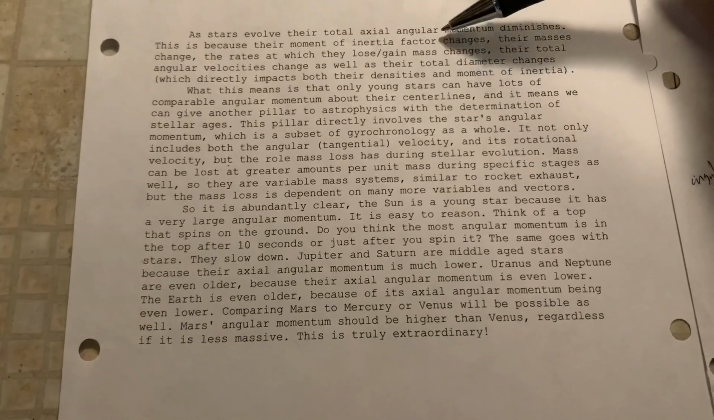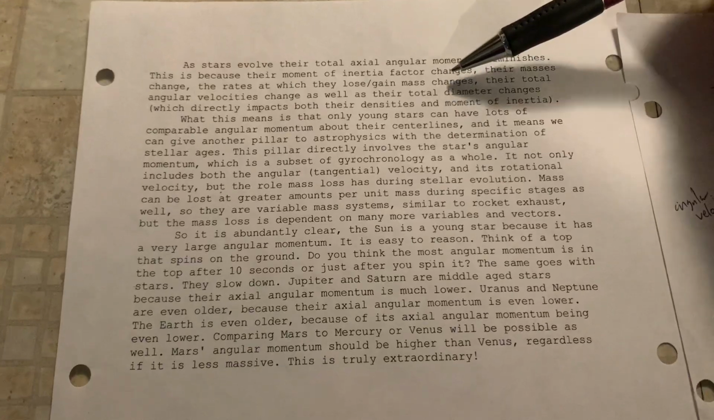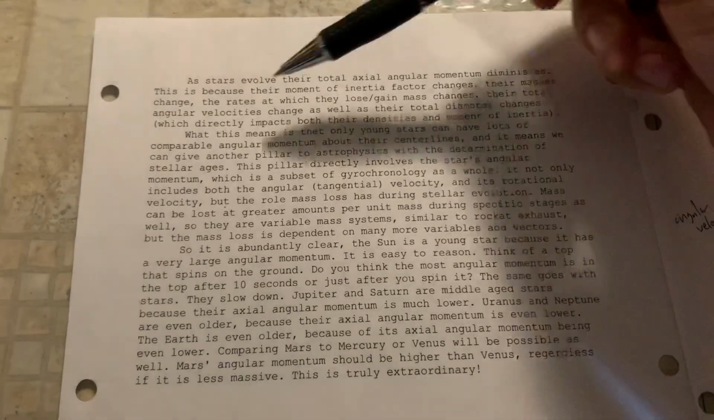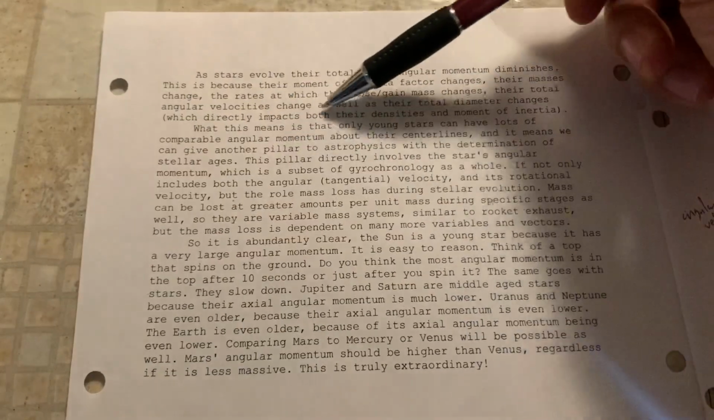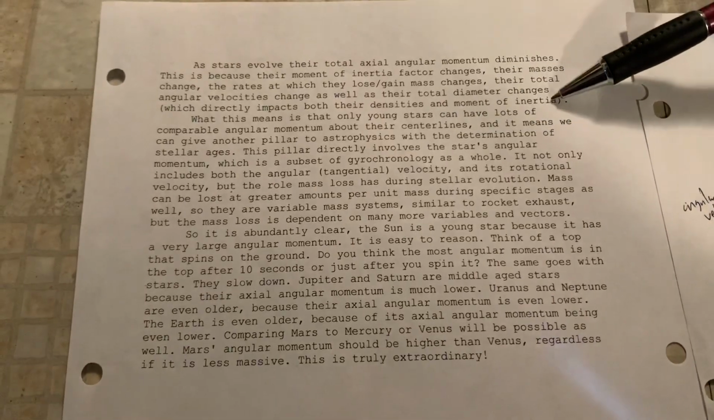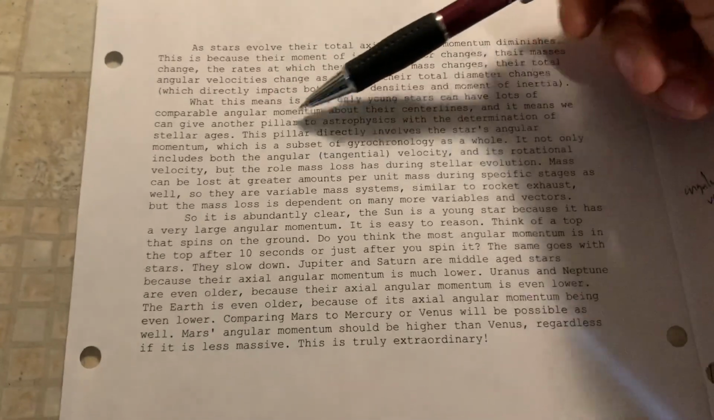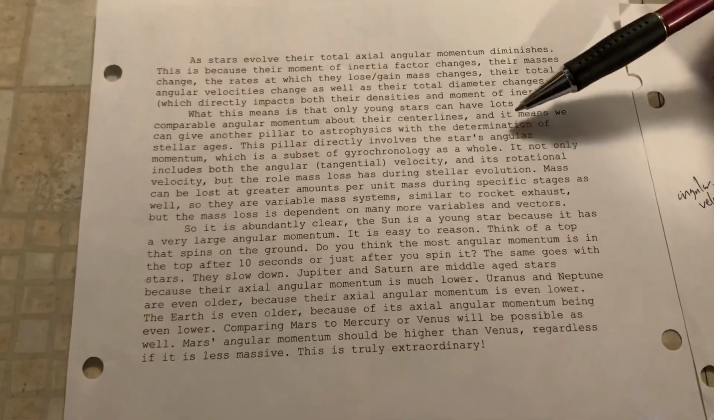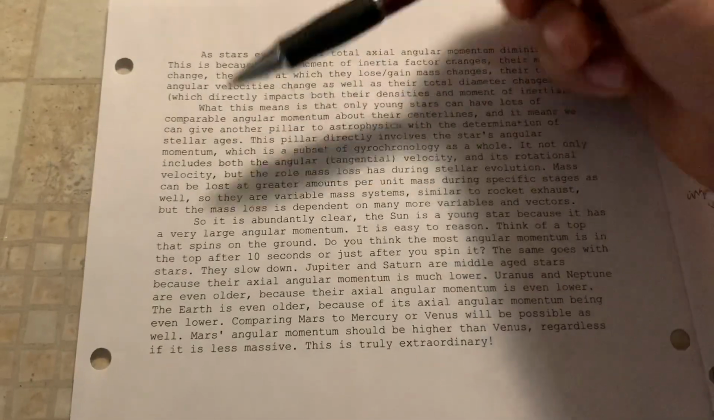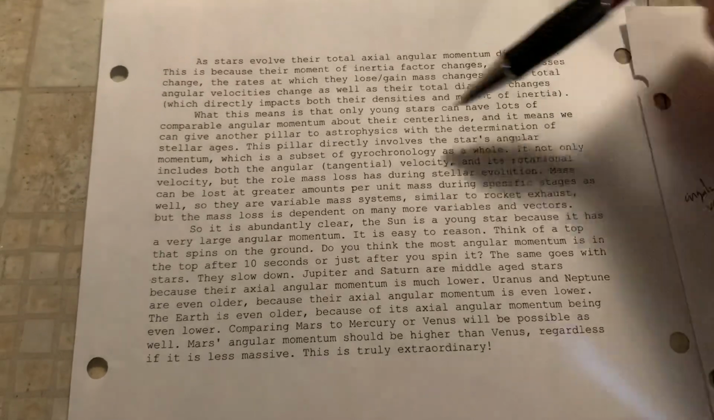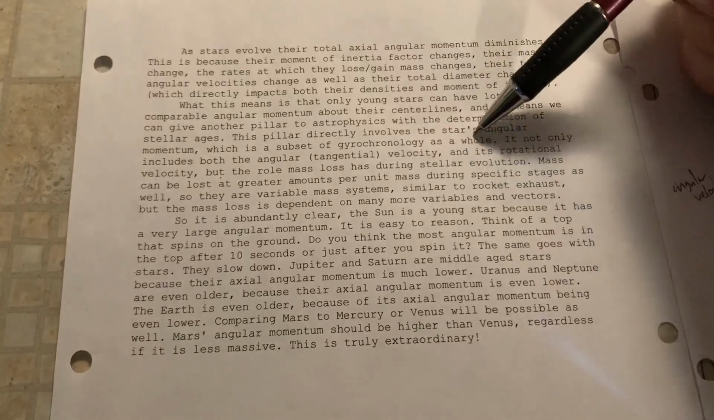This is because their moment of inertia factor changes, their masses change, their rates at which they lose or gain mass change, their total angular velocities change, as well as their total diameter changes, which directly impacts both their densities and moment of inertia. What this means is that only young stars can have lots of comparable angular momentum about their center lines, and it means we can give another pillar to astrophysics with the determination of stellar ages. In other words, this is gyrochronology. This pillar directly involves the star's angular momentum, which is a subset of gyrochronology as a whole.